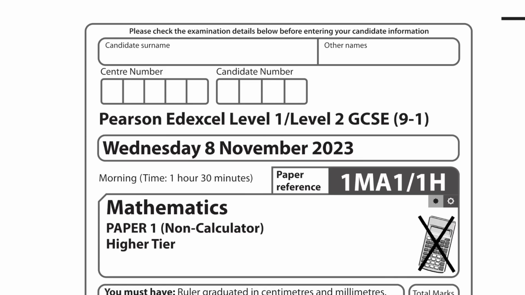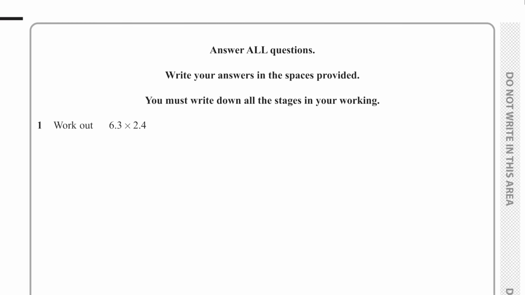This is the Edexcel higher tier paper 1 non-calculator paper from November 2023. Question 1, work out 6.3 times 2.4. We are going to work out 63 times 24, then add the decimals back in at the end. And you can use any method you like to do the multiplication.